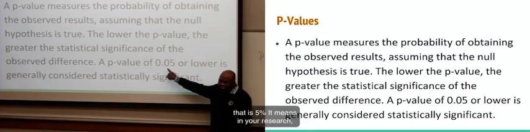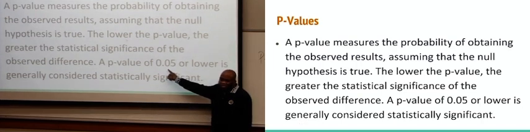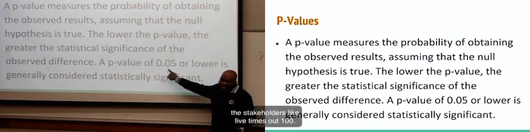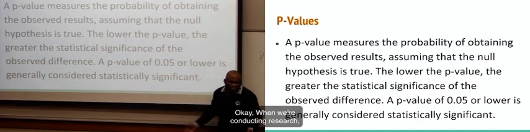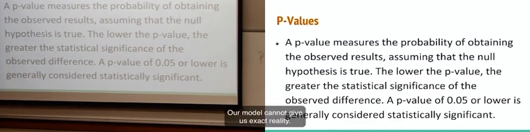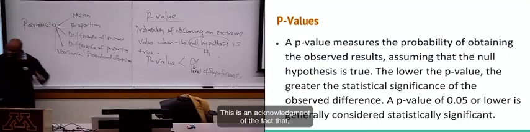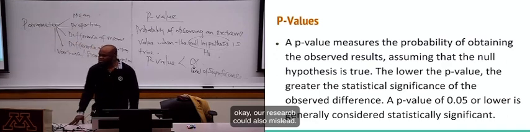It means in your research, you're going to mislead the stakeholders about 5 times out of 100. That's an acknowledgement that your research is not perfect. When we're conducting research, we're making use of a model. Our model cannot give us exact reality. There's always going to be an error. This is an acknowledgement of the fact that our research could also mislead.